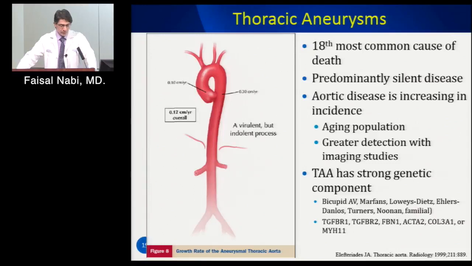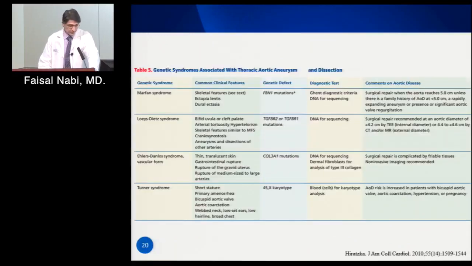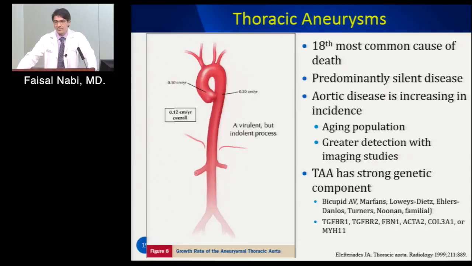But one of the things that we'll learn more about is really the pathology is different for the ascending aorta versus the descending aorta. And what we'll learn is that ascending thoracic aortic aneurysms actually have a very strong genetic component. So these are disease states where the classic disease states such as bicuspid aortic valves, Marfan's, Loeys-Dietz, Ehlers-Danlos, Turner's, Noonan's, and certain familial families who have a genetic disorder, you'll have thoracic aortic aneurysms. Very, very different from the descending aorta.